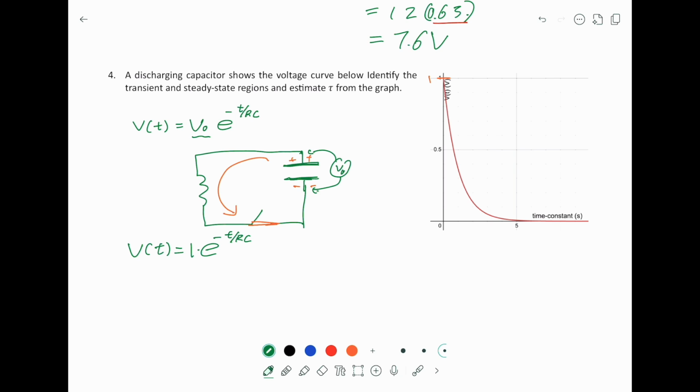Next, we know a characteristic: when t is equal to 1 time constant, meaning t equals RC, so e to the power of minus RC over RC, minus 1, this is equal to 0.37. So what I mean is, when t equals 1 time constant RC, your voltage will become 37% of the initial voltage. In this case, it is 1 volt.